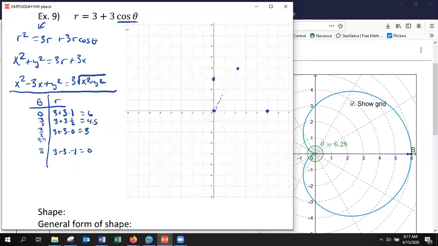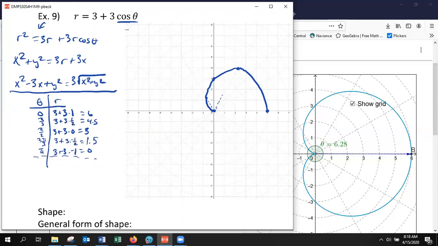If I use 2 pi over 3, I will get 3 plus 3 times negative 1/2, which gives me a radius of 1.5. Let's be consistent and say 1.5. As I follow along my 2 pi over 3, I end up at that point. And so this is where we kick in the graph. Our graphs don't always have to be perfect, but that would be 1/2 of our cardioid. Now for the other half, we could use the symmetry with the polar axis.